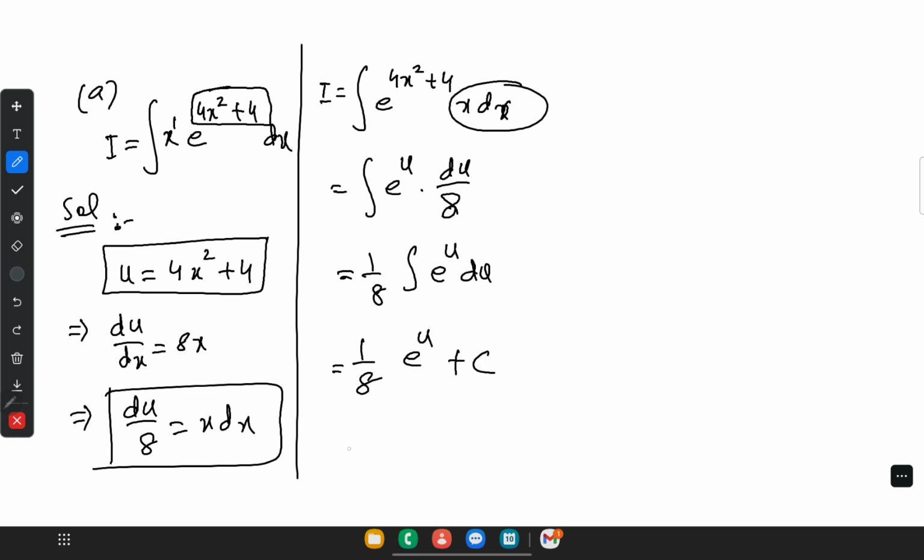What is u? I have to put u here. U is 4x square plus 4. So this is the solution of the integral. Okay. So look at its second part.